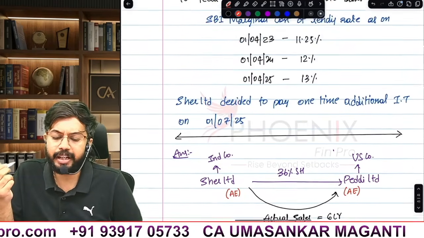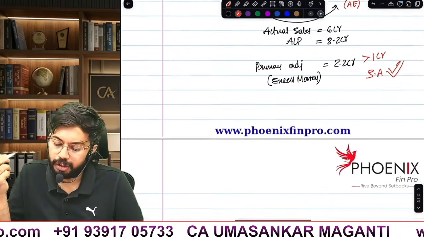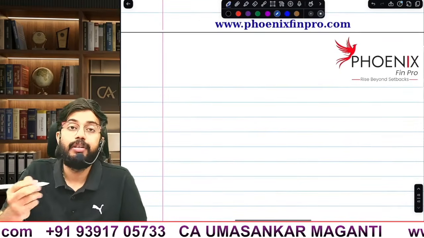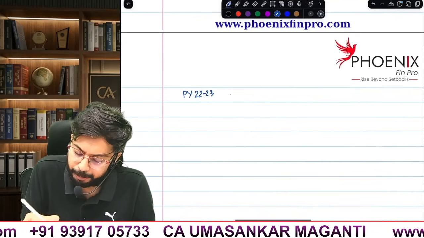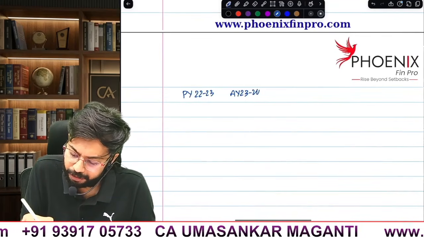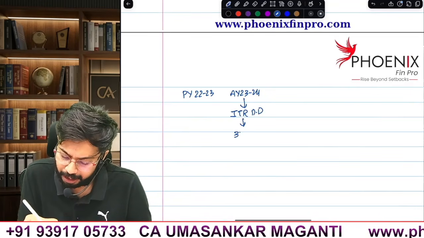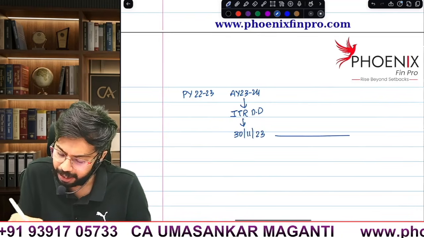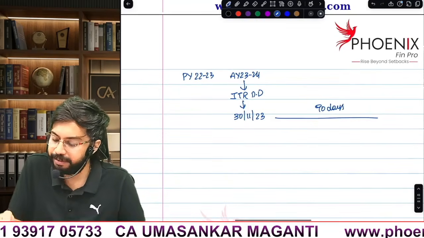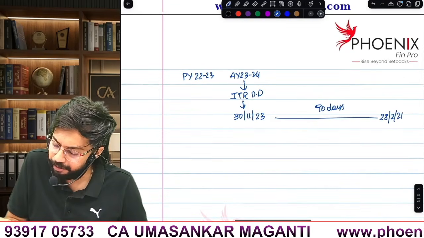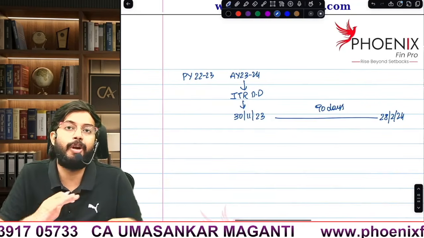Now, when did this transaction happen? This transaction happened in 22-23. Well and good. For previous year 22-23, what is the corresponding assessment year? Assessment year is 23-24. In 23-24, what is the ITR due date? ITR due date is 30 November 2023. From this ITR due date, you have to calculate 90 days. So when will 90 days end? 28th February 24. On or before 28th February 24, excess money is to be brought to India.